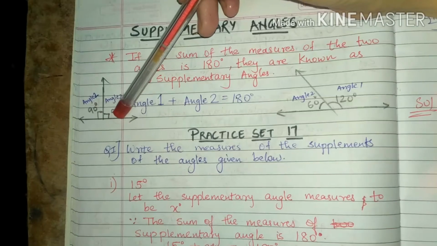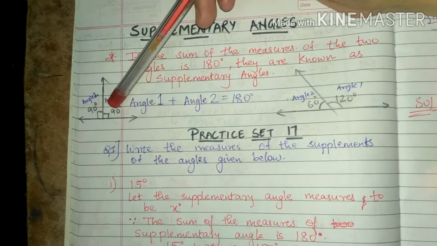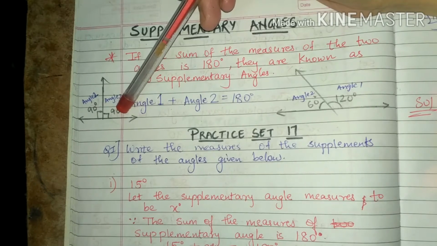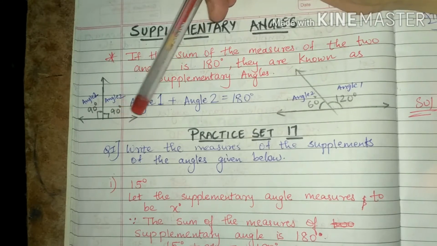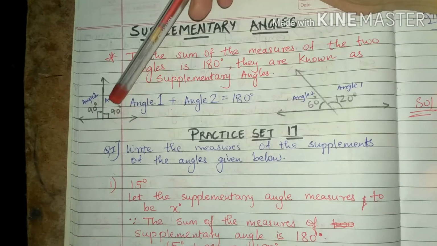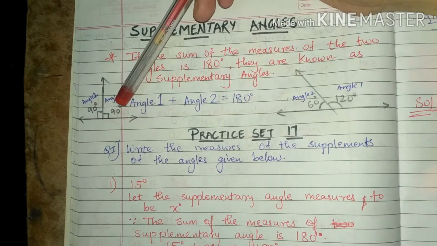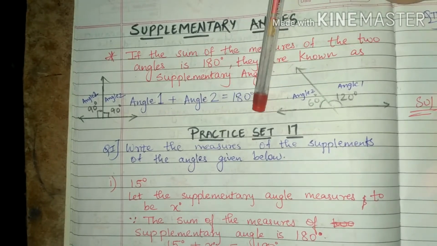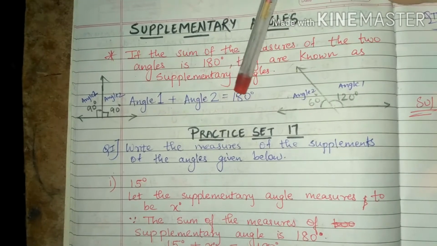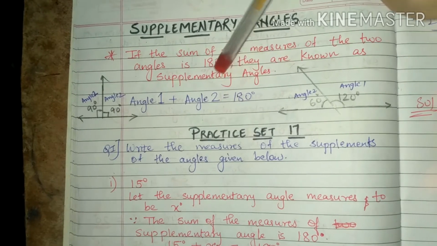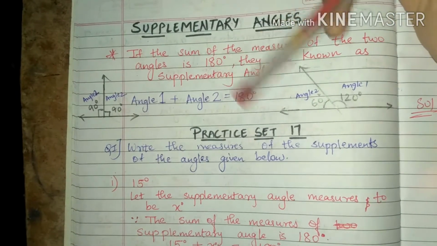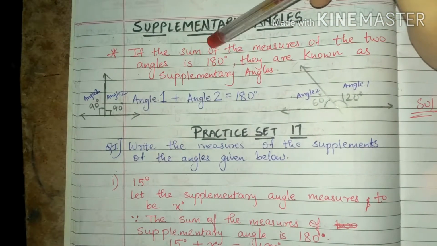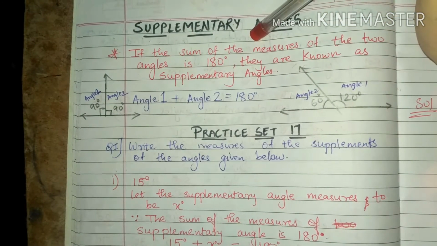In the last lecture, what we learned is, if the sum of two angles equals 90 degrees, then they are known as complementary angles. Means angle 1 plus angle 2, if it equals 90, then it will be complementary angles. And if angle 1 plus angle 2 equals 180, then it will be supplementary angles. So with this, we have to solve practice set 17. Only you have to remember what it means by supplementary angle.